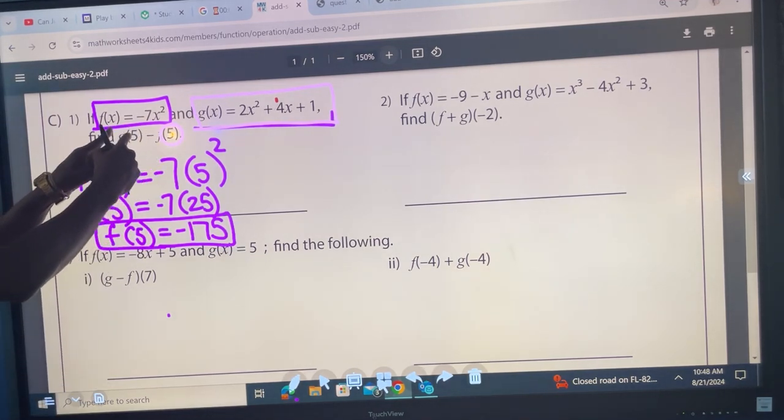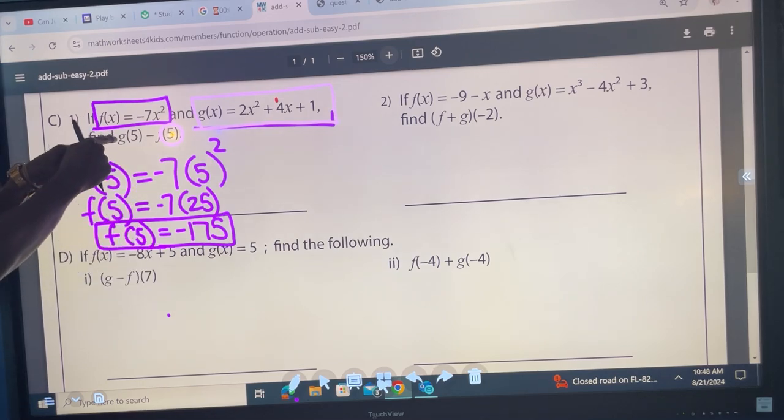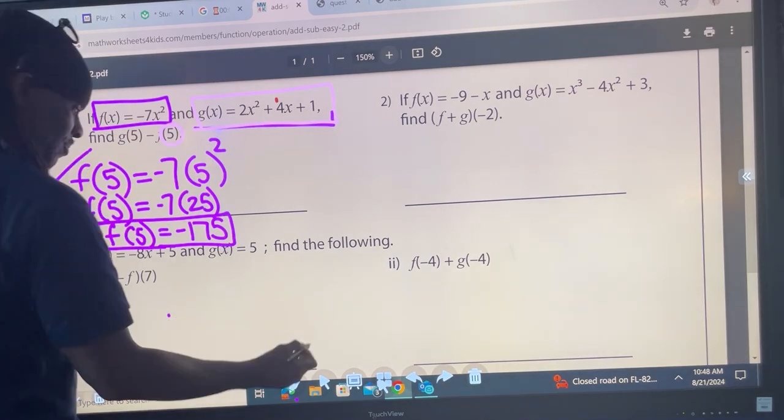But remember, we're going to be subtracting this from g. So now we got to cross over here to g.